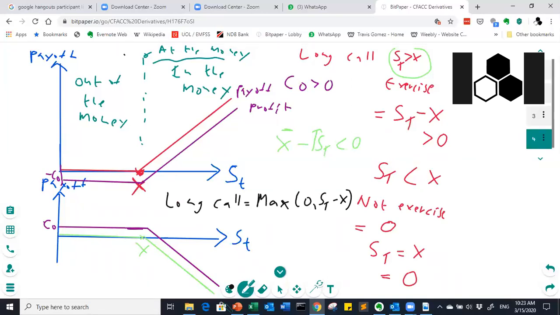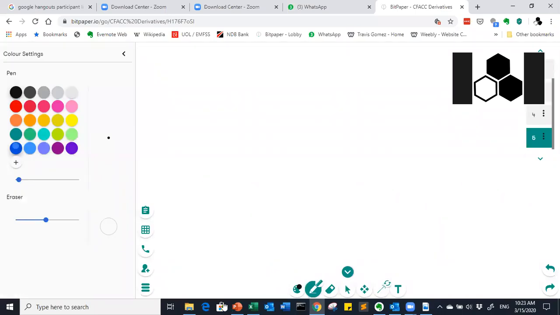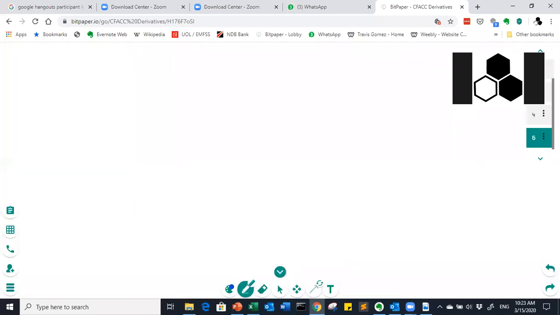Okay, so that's just a bit of extra. So now if we move on to the put option. So let's say again, this is the payoff and the profit. This is the stock underlying. So let's say this point is X.